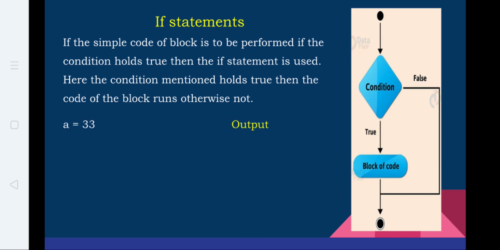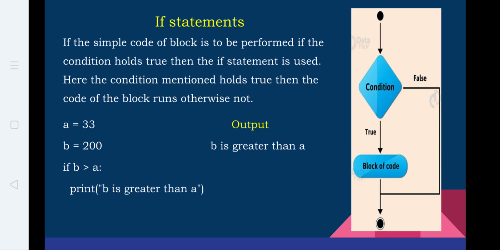So the example here is A is equal to 33, B is equal to 200. If B greater than A, print B is greater than A. So this is the condition to check if B is greater than A. In this case, B is 200 and A is 33, which means B is greater than A. So the answer is true. That means it prints B is greater than A. This is the output.